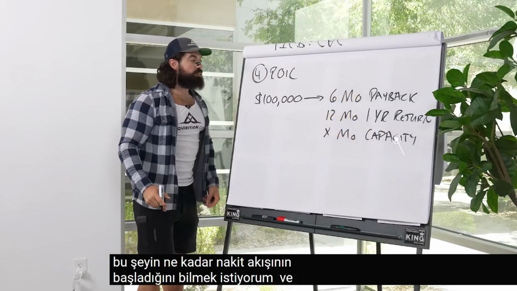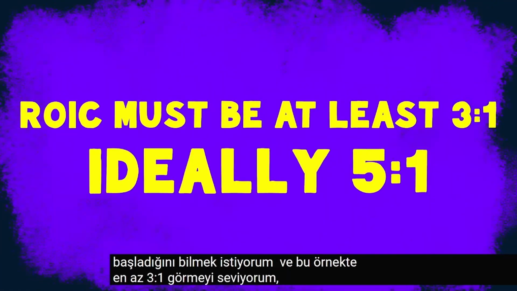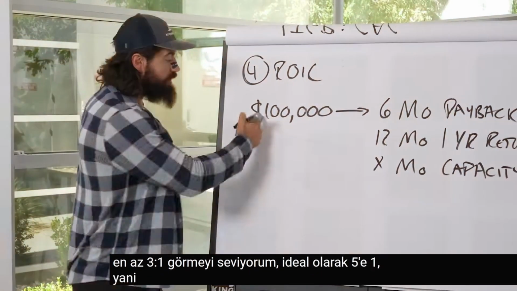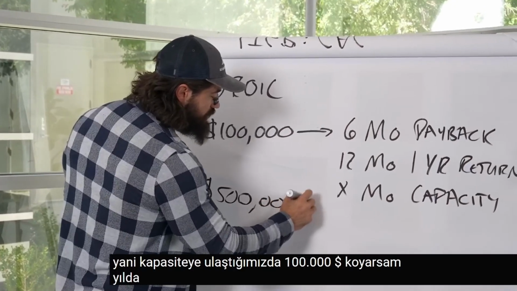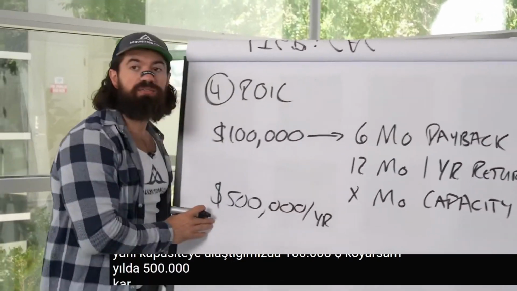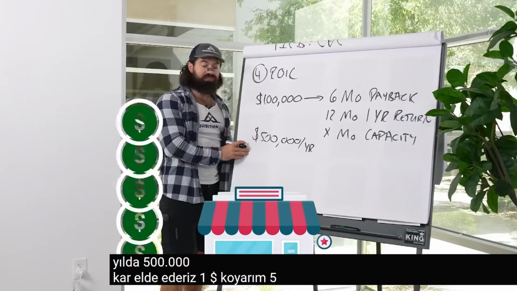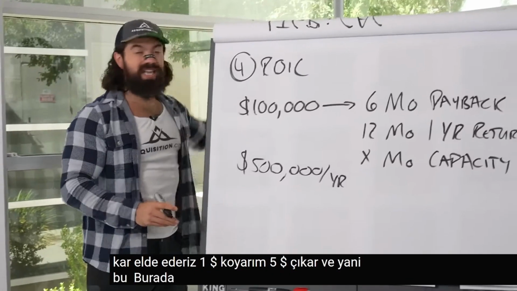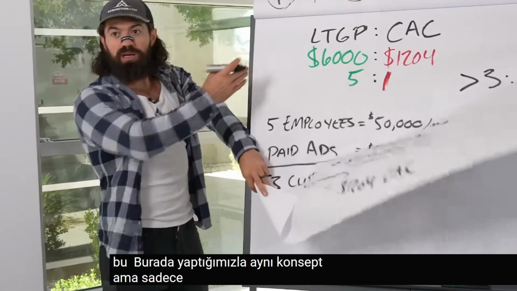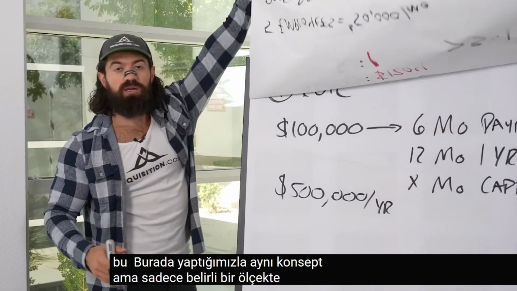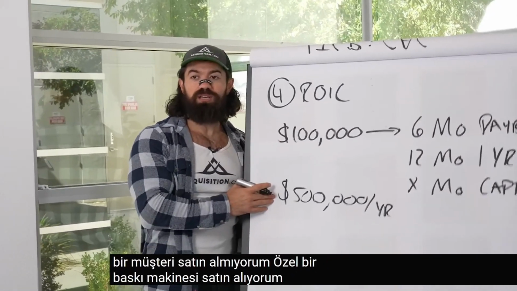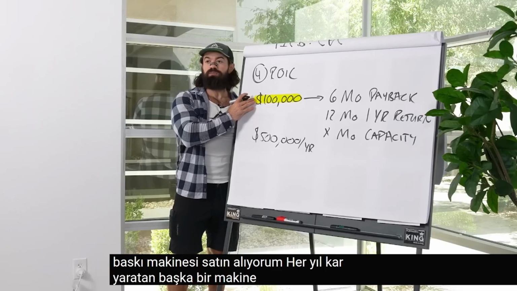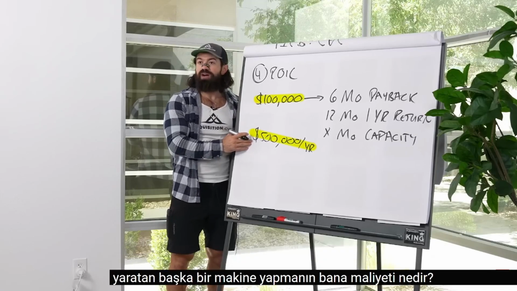And so in this example, I love to see at least 3 to 1, ideally 5 to 1. Meaning if I put $100,000 in, once we're at capacity, we're at $500,000 per year in profit. I put $1 in, I get $5 out. This is the same concept as what we're doing here, but just at scale. So I'm not buying one customer, I'm buying a custom printing machine. How much does it cost me to build another machine that creates profit every single year?